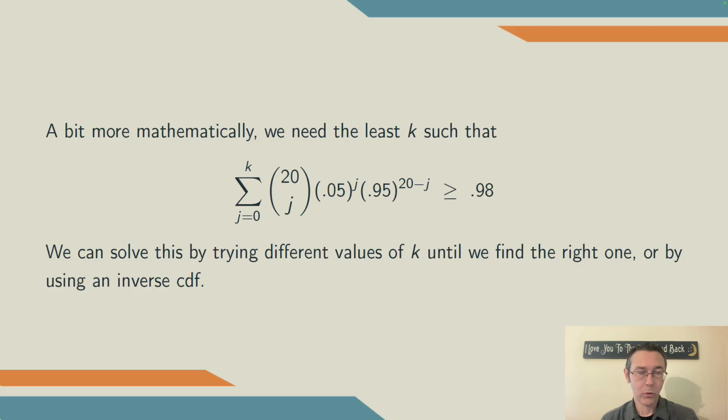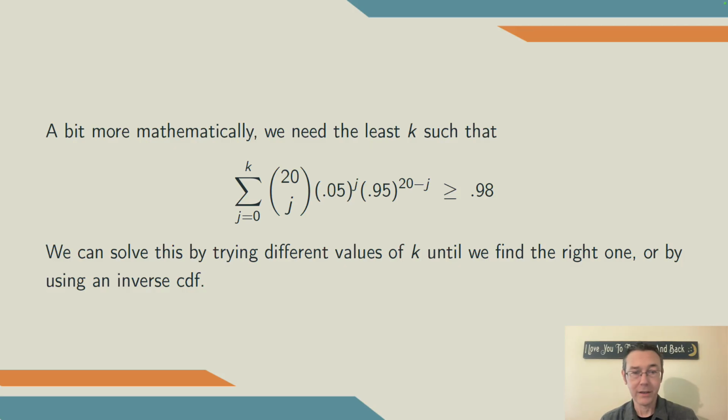In each case, we're evaluating the probability mass function for this binomial distribution. We're thinking about getting j successes in 20 trials. So there's 20 choose j possible orderings there. And for any possible ordering, the probability is going to be 0.05 to the j, because you have j successes, times 0.95 to the 20 minus j, because you have 20 minus j failures.